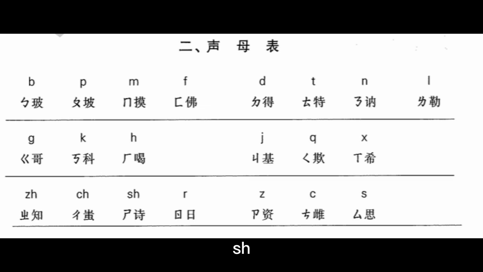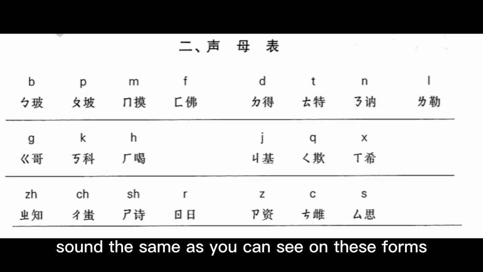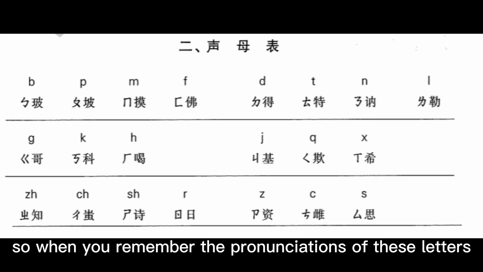Most of them look the same as consonants in English, but we exclusively have zhi, chi, shi, and so on. Corresponding to the sound of every initial consonant and vowel, we have some Chinese characters that sound the same, as you can see on these forms. So when you remember the pronunciations of these letters, you are actually remembering some Chinese characters at the same time.